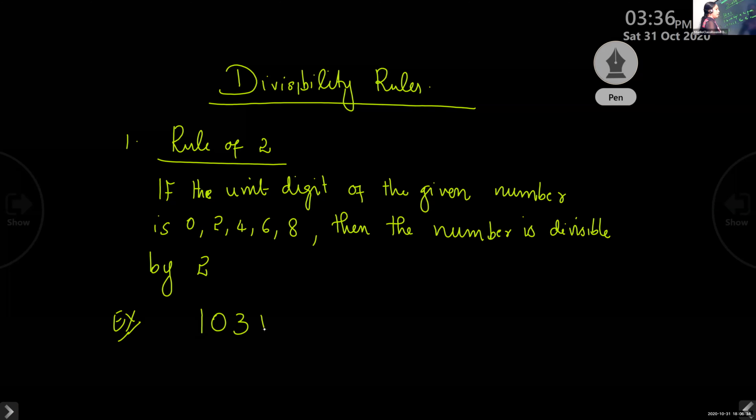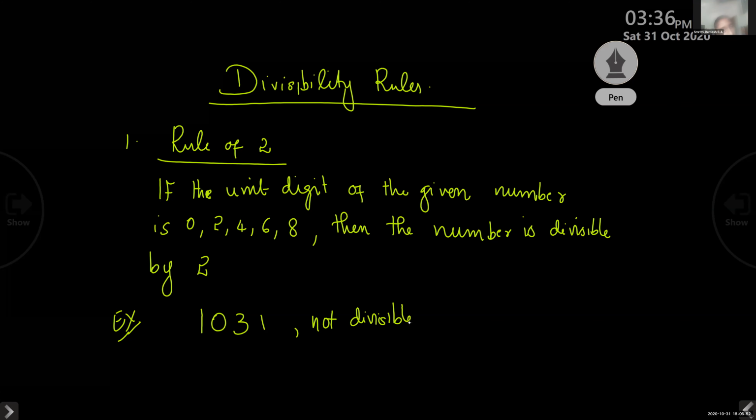1031. Tell me whether this number is divisible by 2 or not. All of you, look at that number. Ma'am, it is not divisible. Why is it not divisible? Because the unit digit is not an even number. 1 is an odd number.